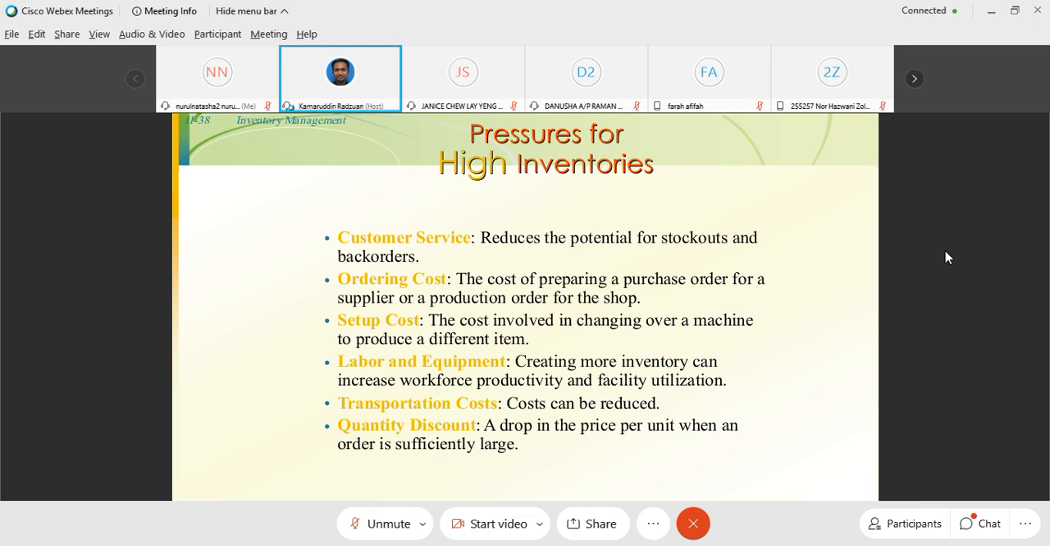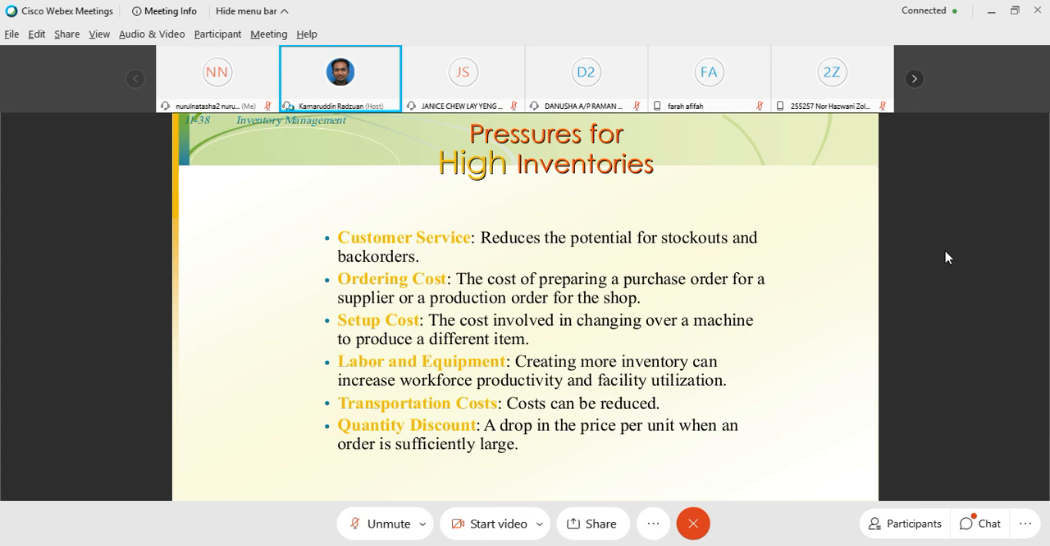Namun begitu, pada masa yang sama, organisasi juga memerlukan sejumlah inventory, kan? Sejumlah inventory, terutamanya untuk meningkatkan customer service. Okay, some organizations also have a pressure to have a high inventory, especially to increase their customer service level.